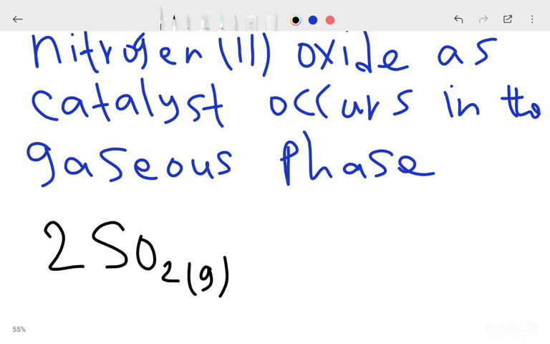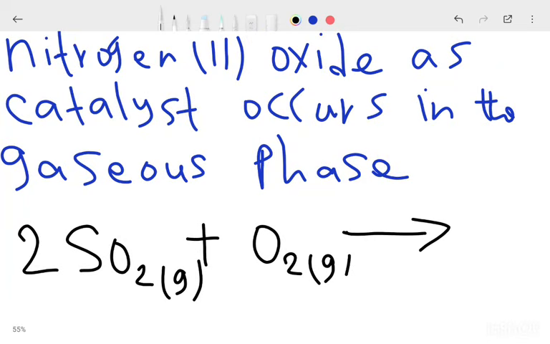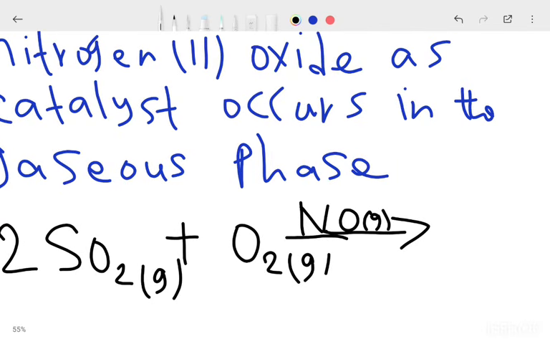This is gas, sulfur 4 oxide is gas. So sulfur 4 oxide is reacting with oxygen, which is also a gas. Okay, so this is to form what? To form... So here the top side of the arrow is nitrogen 2 oxide, that is a gas. Okay, so to form this.